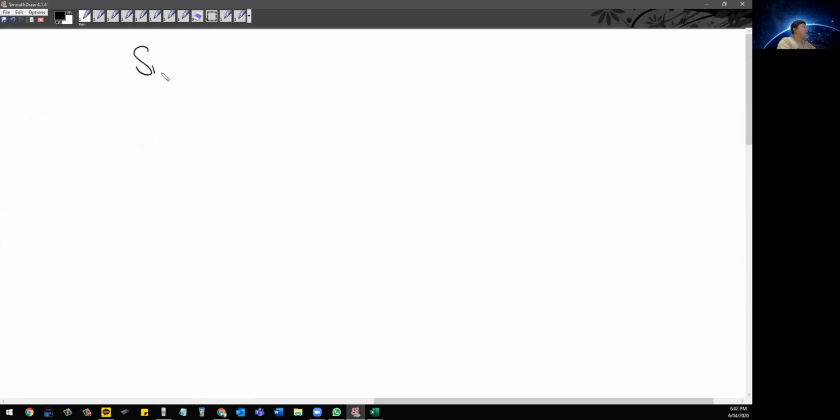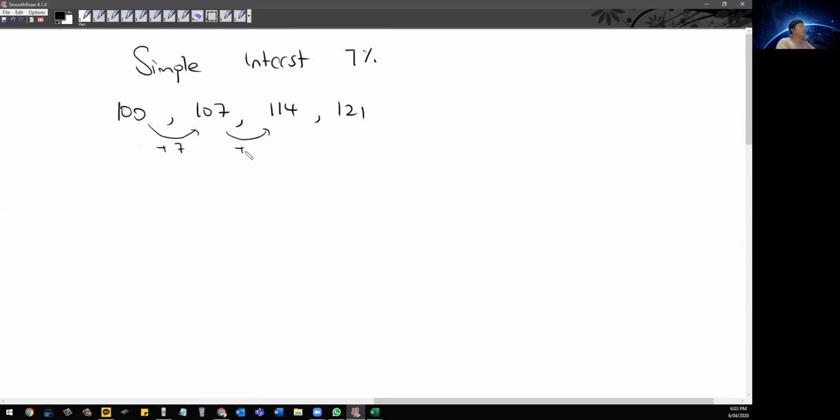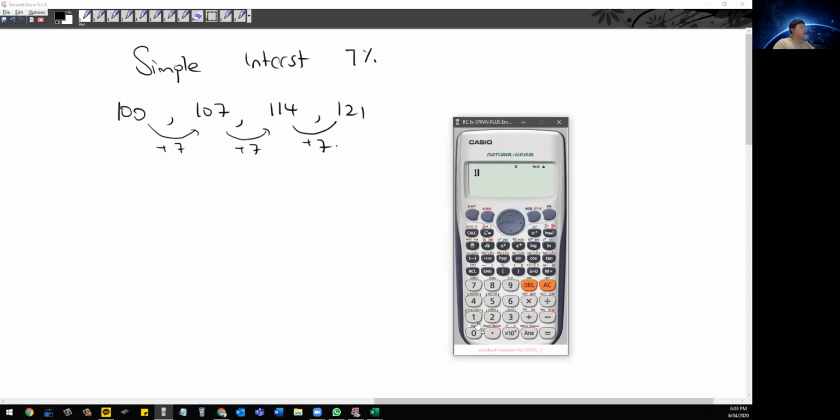But anyway, if you have simple interest, you have $100 and that becomes $107. Let's say the interest rate is 7%. Then it'll be adding by the same amount. It'll be 114, and then 121. So you see it's plus 7, plus 7. I want you to compare that with the compound interest.